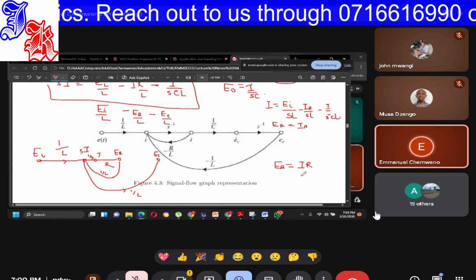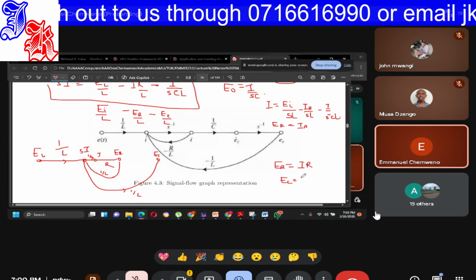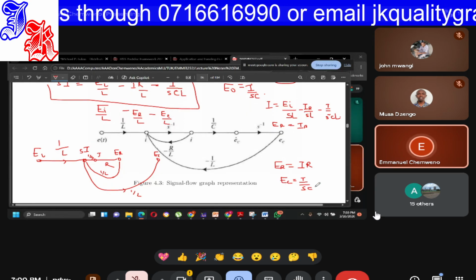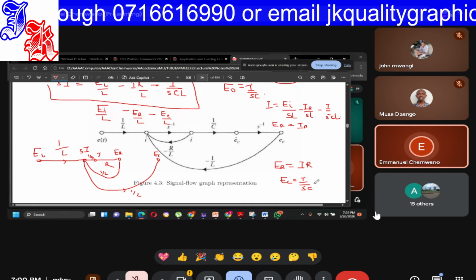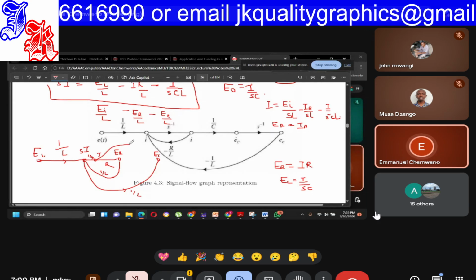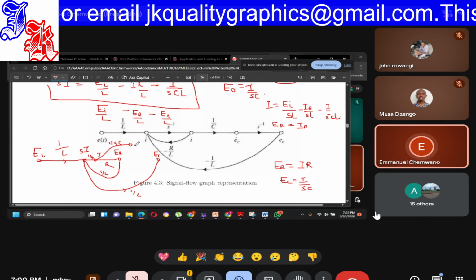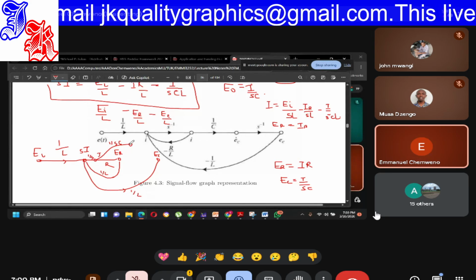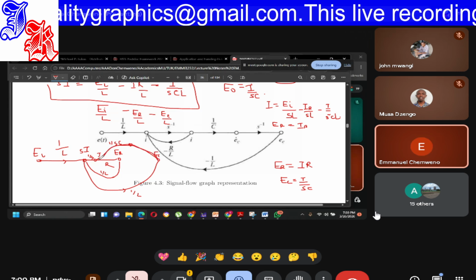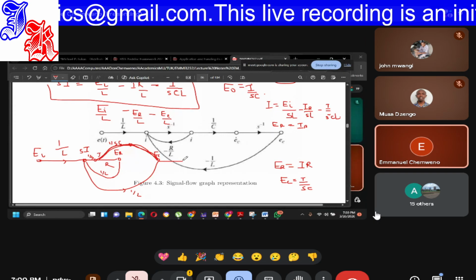To get EC, I over SC. So I'll have to get first I, and then I multiply by 1 over SC. So this is I, and then I multiply by 1 over SC. I get E naught. So it's something like that. And E naught is the output now.